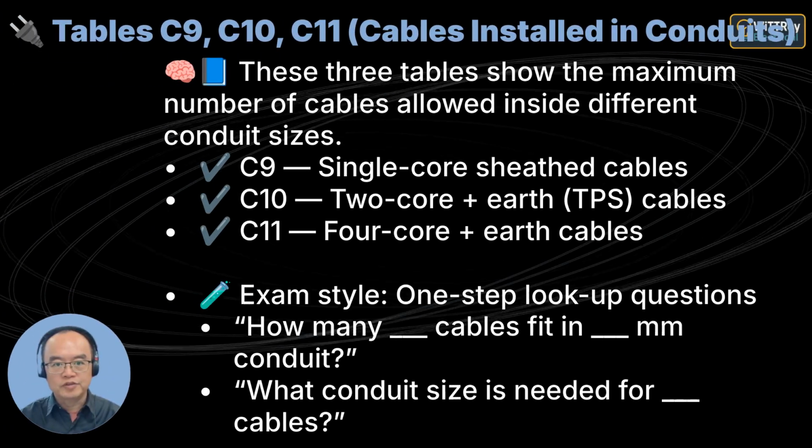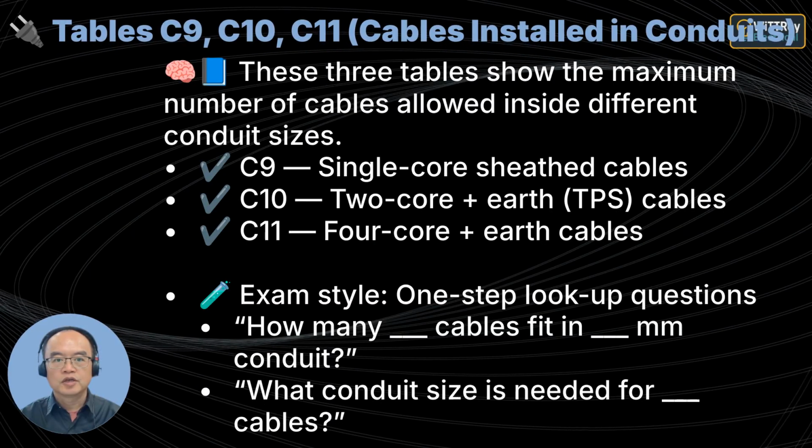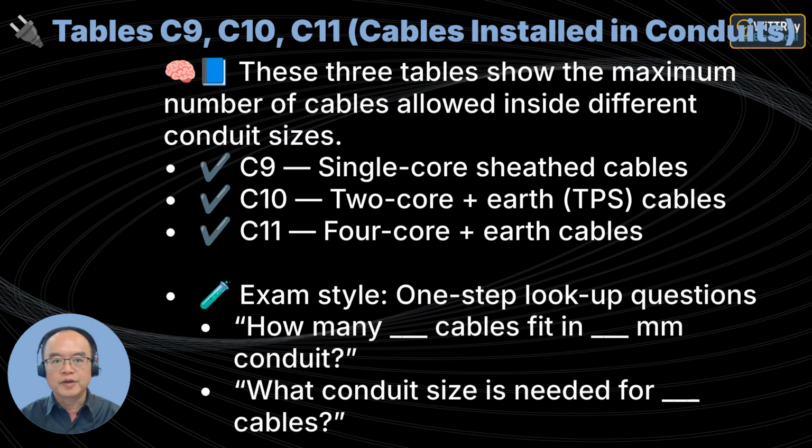Now we combine tables C9, C10 and C11, which all deal with how many cables can be installed in a conduit. C9 is for single core sheathed cables, C10 is for 2 core plus earth TPS, and C11 is for 4 core plus earth cables. These tables are based on the conduit and cable cross-section areas with space factors applied. The exam questions are very simple. They will ask how many cables can fit in a certain conduit size or what conduit size is needed for a certain number of cables. All you need to do is look up the value in the correct table. If you understand how to read these tables, you will be confident in the exam.